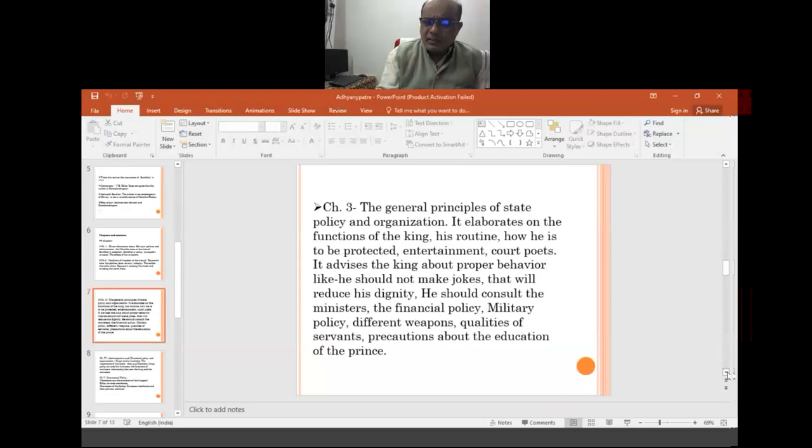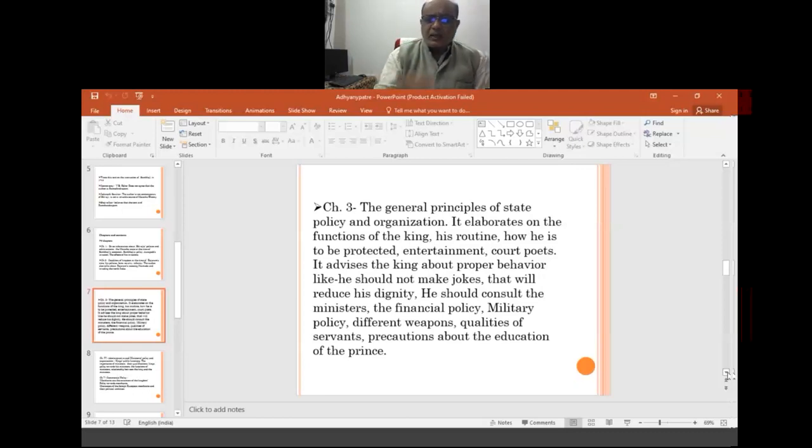Then chapter third is a general principle of the state policy and organization. It elaborates how the king should function, what should be his routine, how the king is to be protected, what kind of entertainment he should have. It advises the king to behave very properly. Like if the king goes on making jokes with everybody, all his courtiers, then he will lose his dignity. People will not respect him.